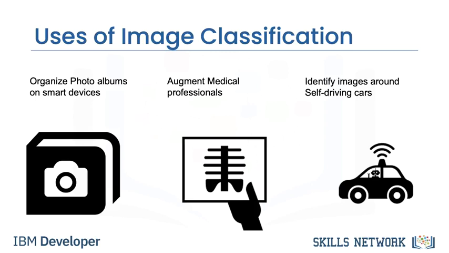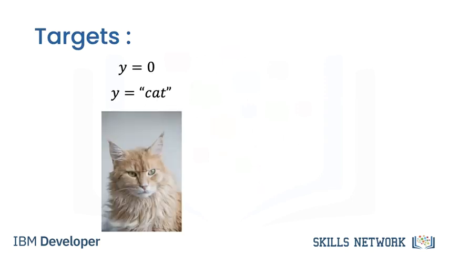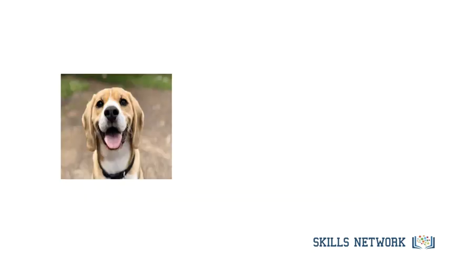We usually start with a subset of categories or classes, for example, cats and dogs. We use the label Y to represent the classes the image belongs to. Y equals 0 for cat. Y equals 1 for dog. Computers can't understand images, but they can understand the intensity values of a digital image. We will use the intensity values to classify the image.